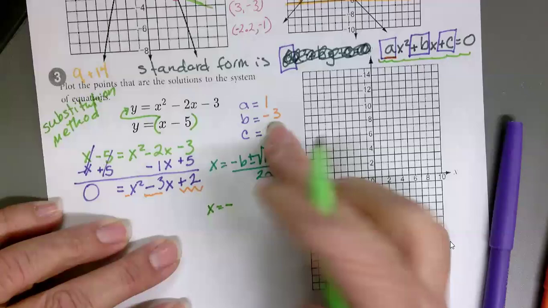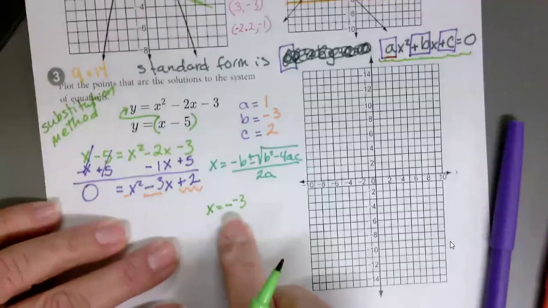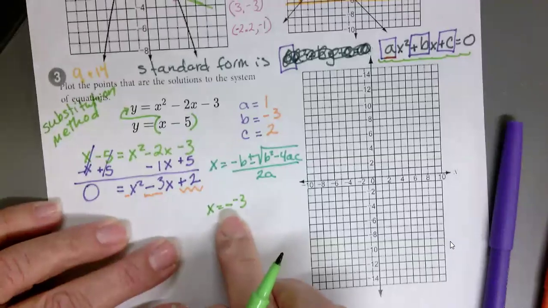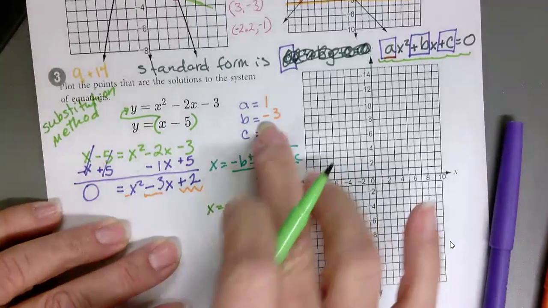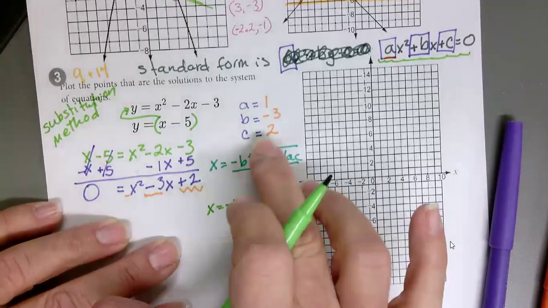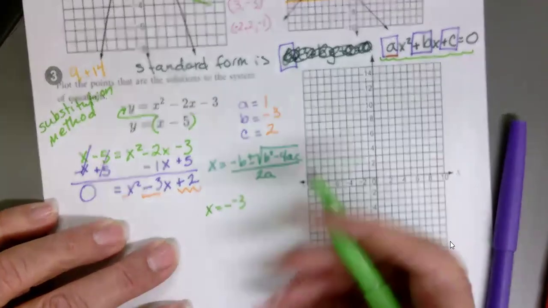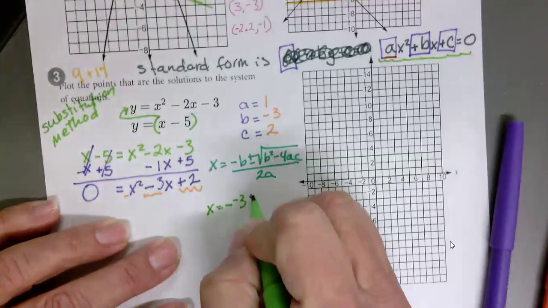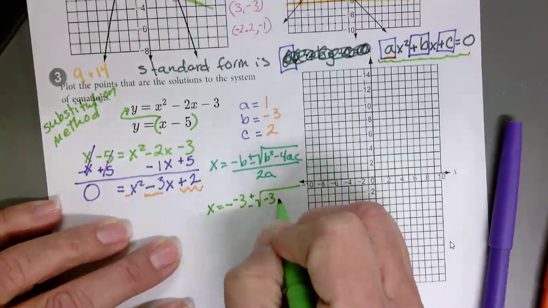b is a -3. This is the first mistake people make. They'll write minus b and forget that there are now actually 2 negative signs, because you've got the negative sign from the formula and the negative sign from the b. And then we'll make that a positive in a second. So we've got plus or minus the square root of -3 squared.